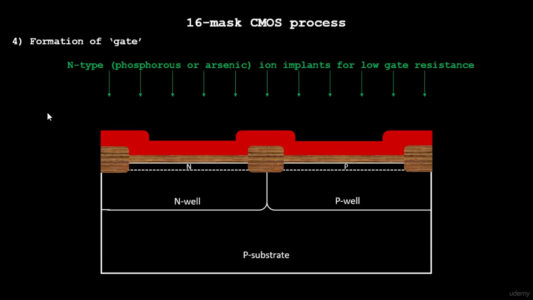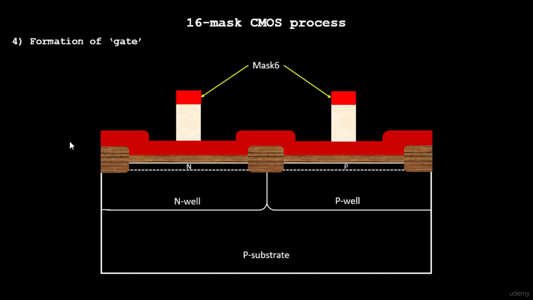Now that we have created the P-well and the N-well, the next step is to create the gate. We have learned about transistors in separate videos, where we talked about transistors consisting of source, drain, and gate. The next step will be to create two different gates for the PMOS and the NMOS, and we'll look into the fabrication steps for that. So let's look into all that in the next video.